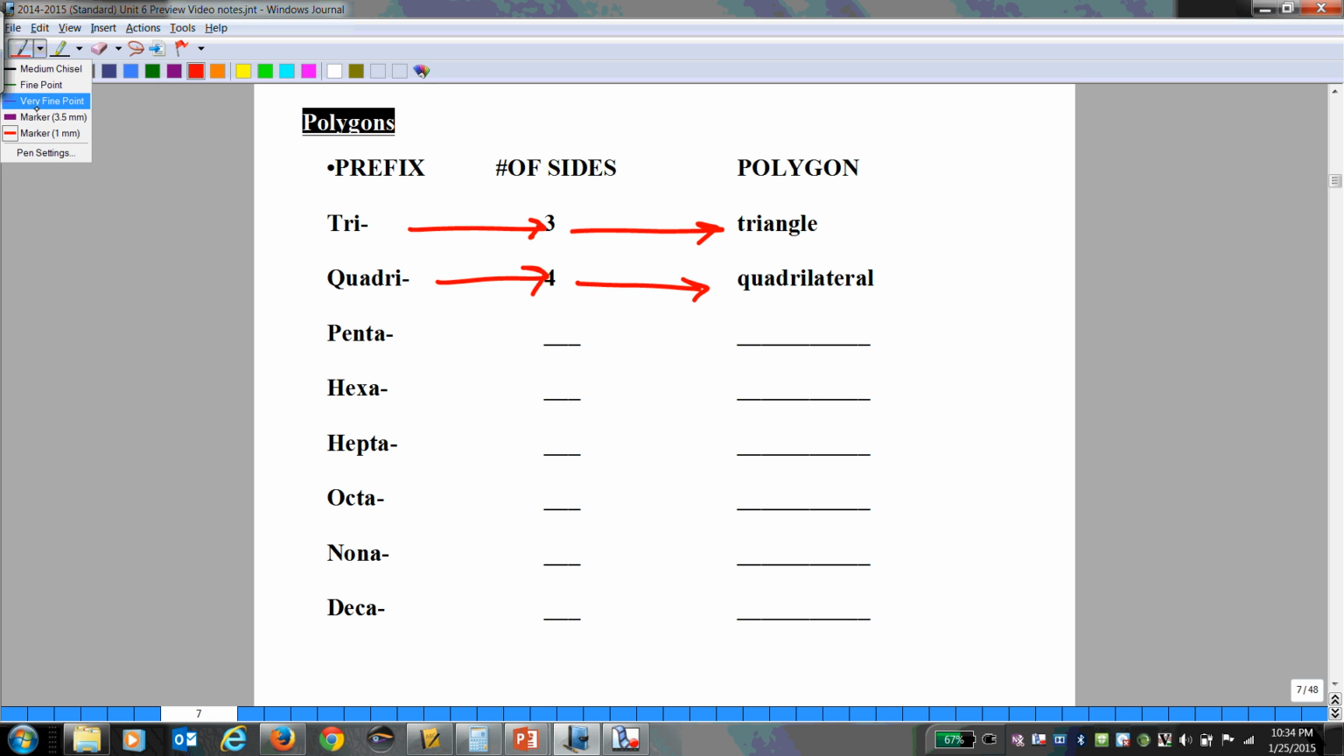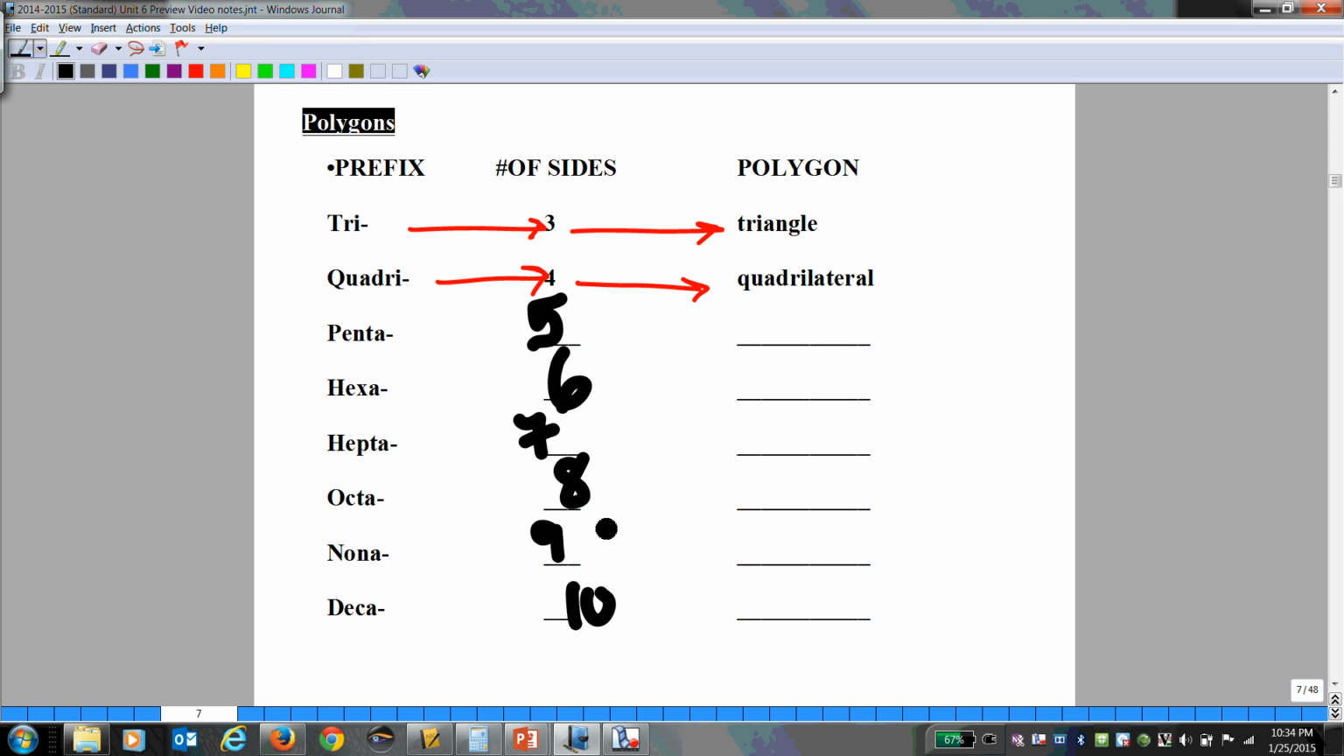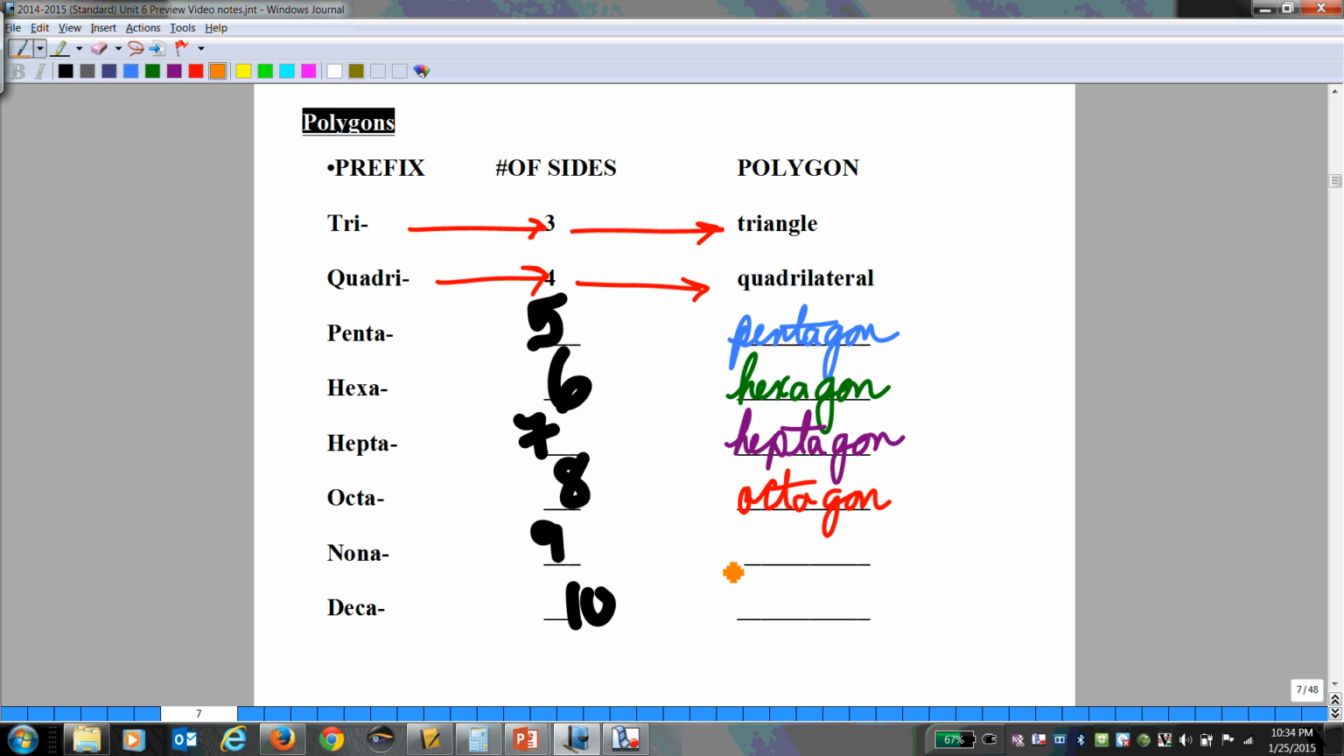Let's recap. Penta means 5, hexa is 6, hepta is 7, octa is 8, nona is 9, and deca is 10. And a 5-sided shape is a pentagon. 6 is a hexagon. 7 is a heptagon. 8 is an octagon. 9 is a nonagon. And 10 is a decagon.